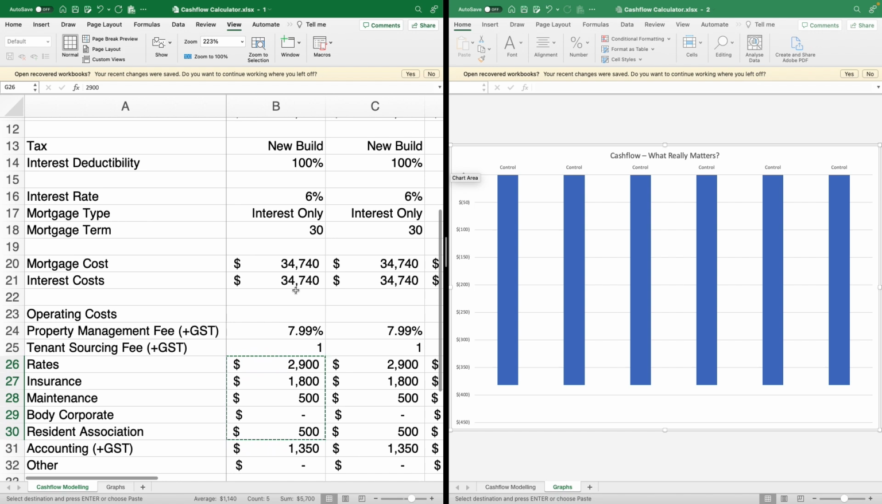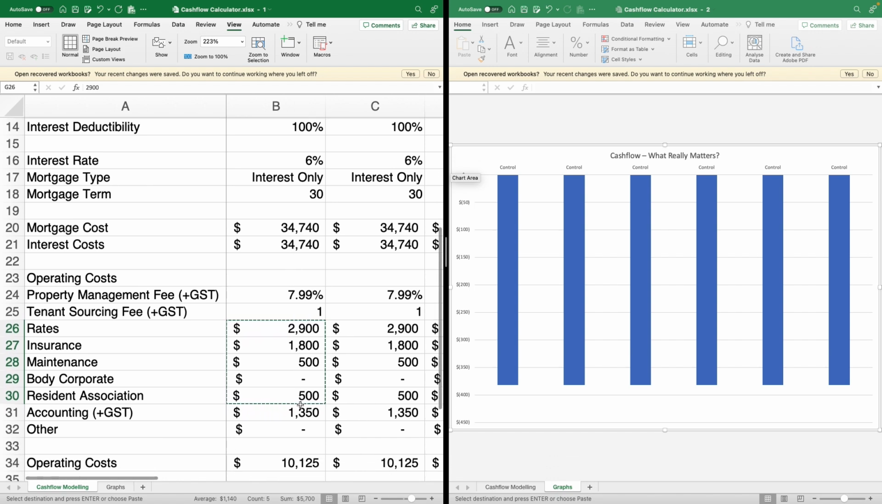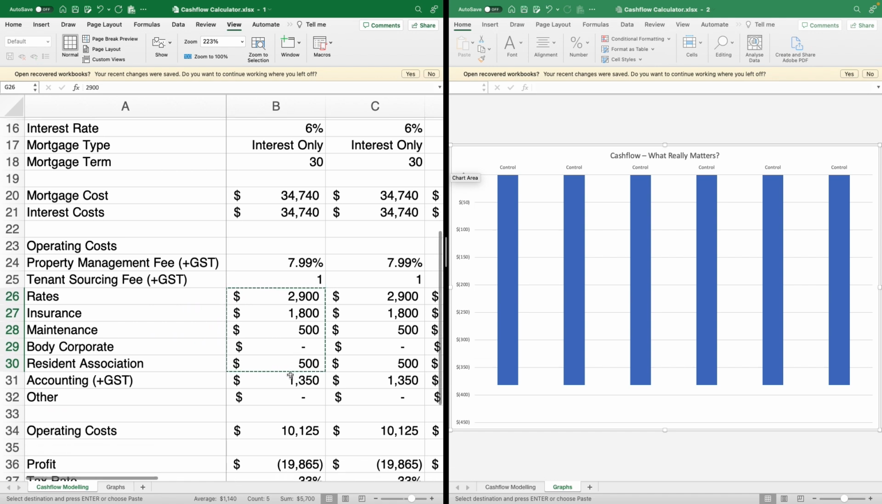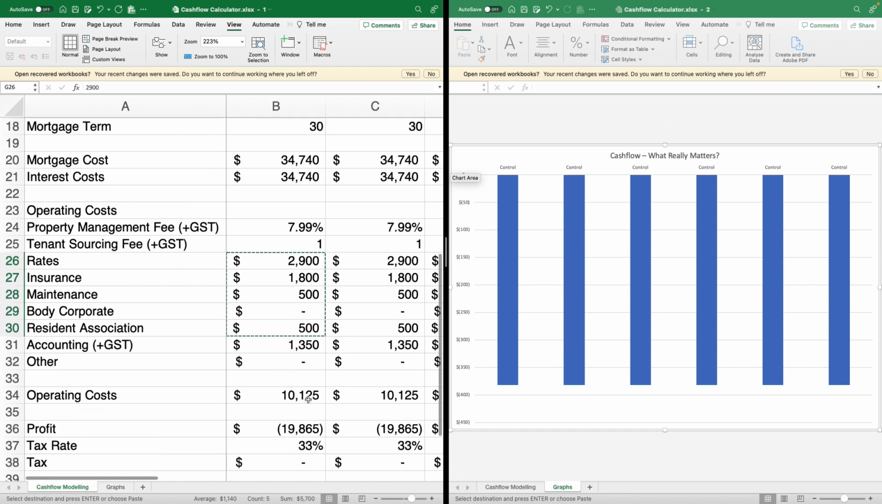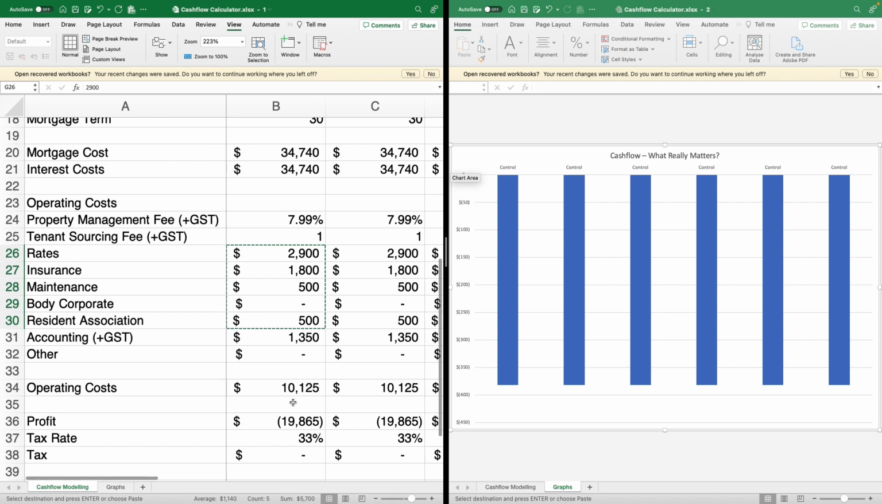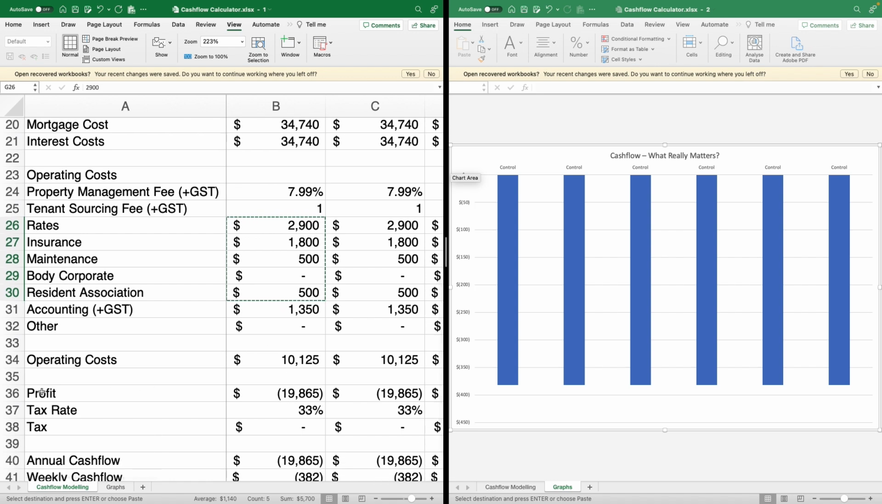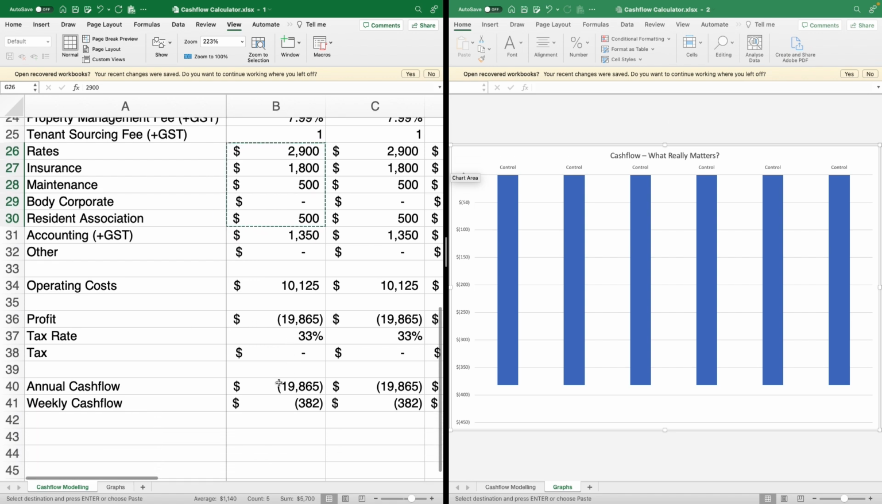Then you've got your other costs. So your property management, rates, insurance, maintenance. We've put in a residents association and allowing for an accounting. So all up, there's operating costs of another $10,000. So at the moment, this property makes a profit of negative $20,000 a year. So based on all of those costs and that interest rate of 6%, your weekly cash flow is negative $382.